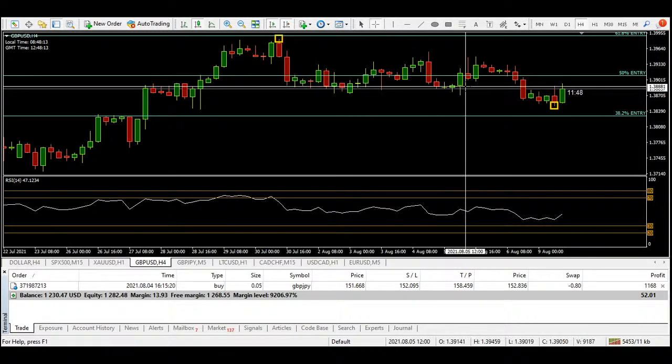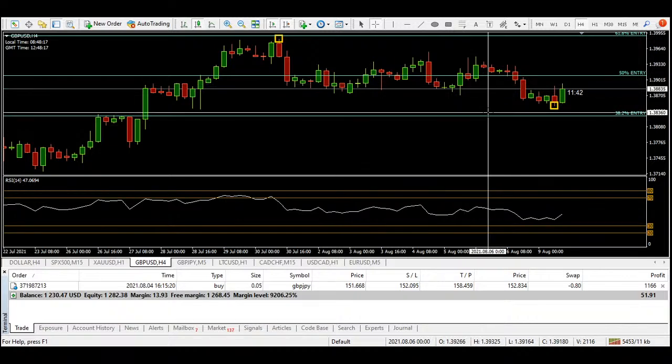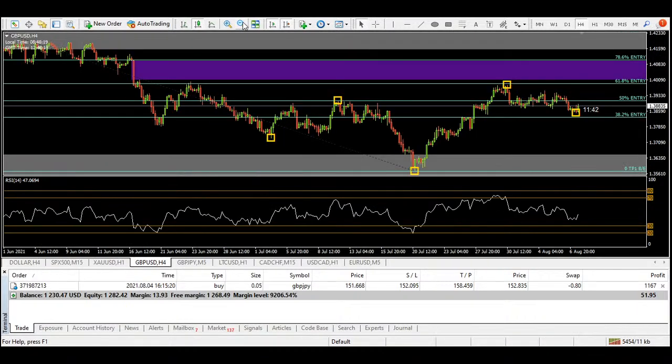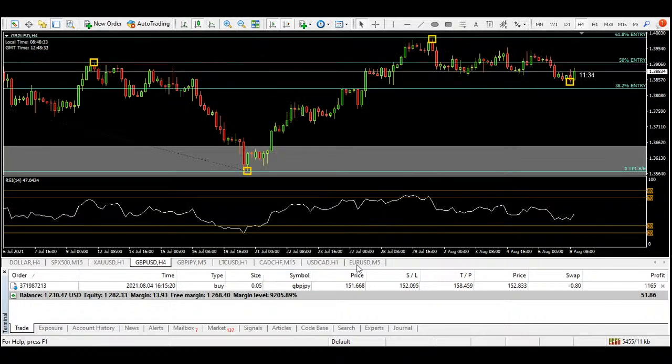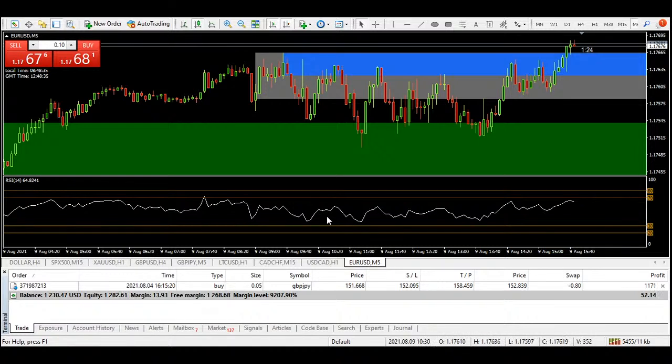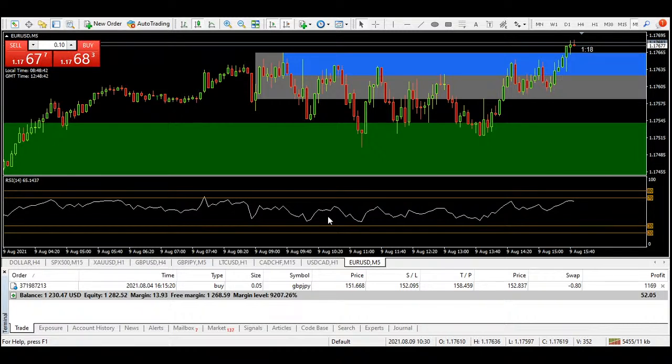We had a small imbalance here that has been filled. Probably gonna get a nice little base. Would like to see a nice little base. We feel comfortable with entering into a trade.